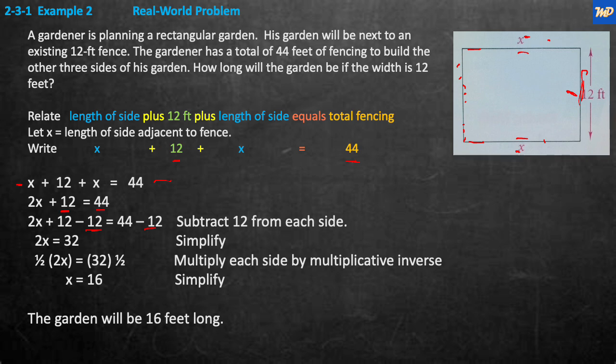So we're going to multiply each side by 1/2. So 1/2 of 2x equals 1/2 of 32. Okay. And then when you look at that, you get the 2's are gone, right? So now it's x equals 32 divided by 2 is 16. So the garden will be 16 feet long and 12 feet wide.